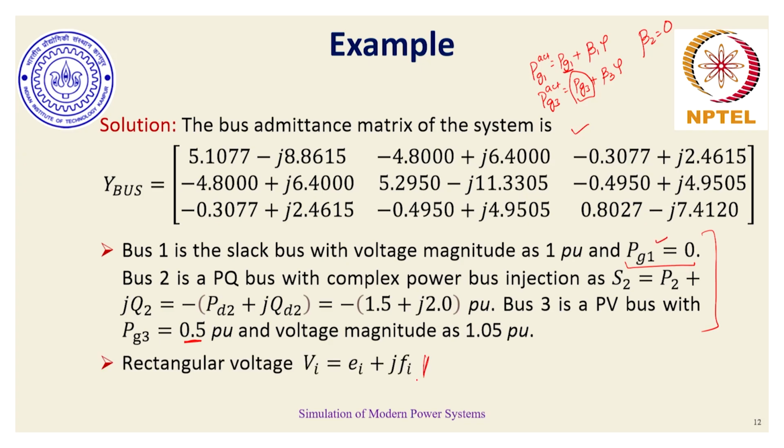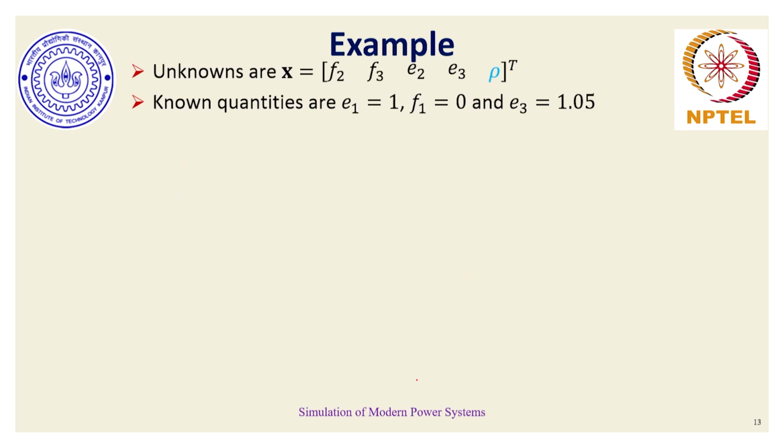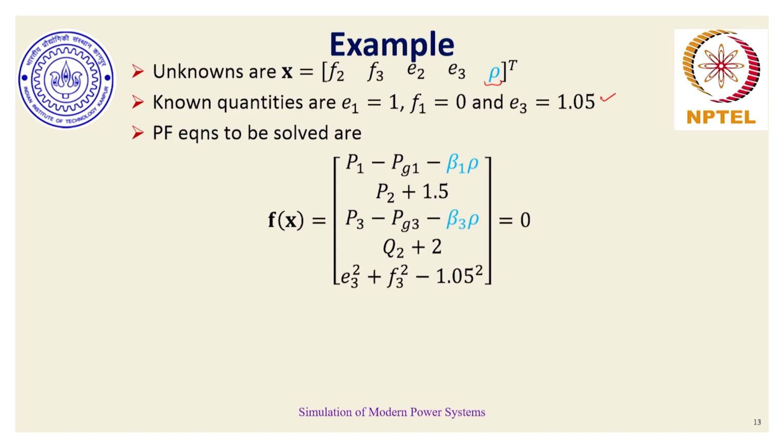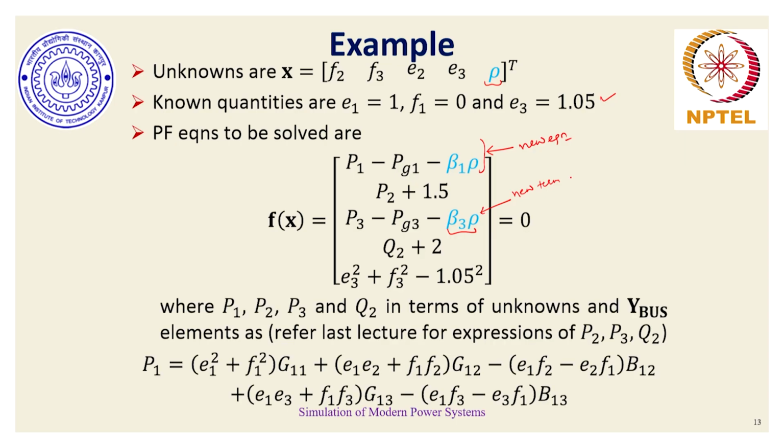Voltages remain in rectangular version. The unknowns have increased by one: we have rho as the additional variable. The initial choice remains the same as discussed earlier. The power flow equations have also increased by 1. So, we have this bus 1 P equation as the new equation, with an additional term present in the PV bus P equation. This is the new term. The other terms or expressions remain the same.